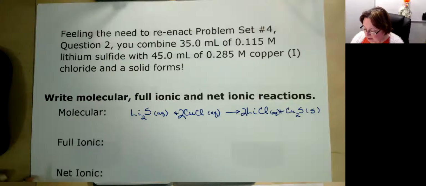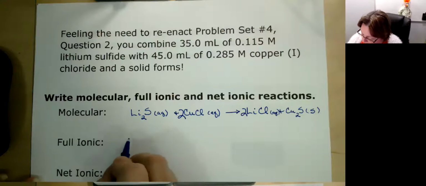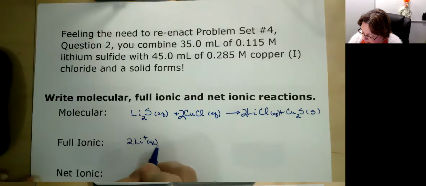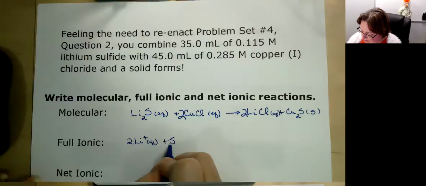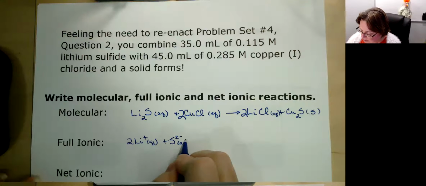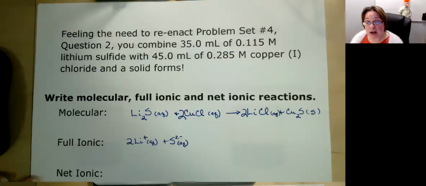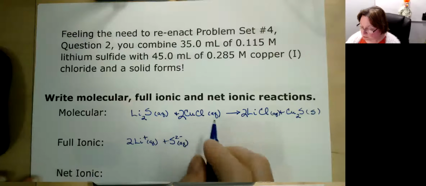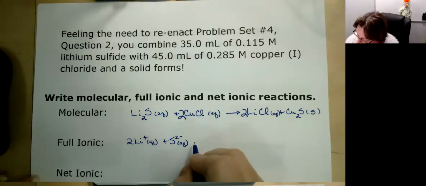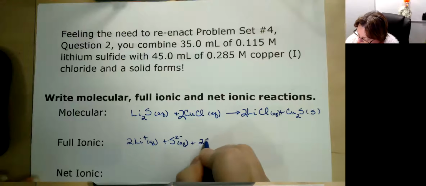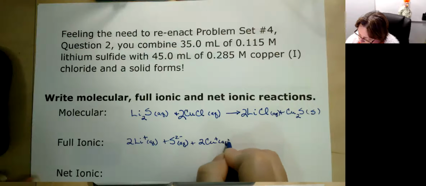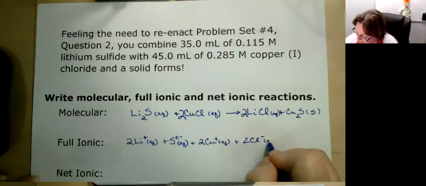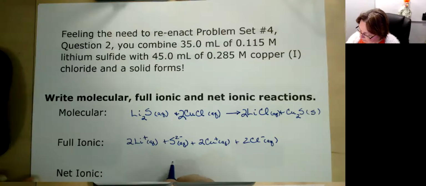So when lithium sulfide goes into water, it'll break up into 2 lithium ions that are aqueous and 1 sulfide ion that's aqueous. We'll do the same thing for the copper-1 chloride. It will break up into the ions that form it. And remember, this 2 out front means we have to double the amount of everything that's in there. That means we'll have 2 copper-1 ions in the water, aqueous, plus 2 chloride ions, aqueous in the water.